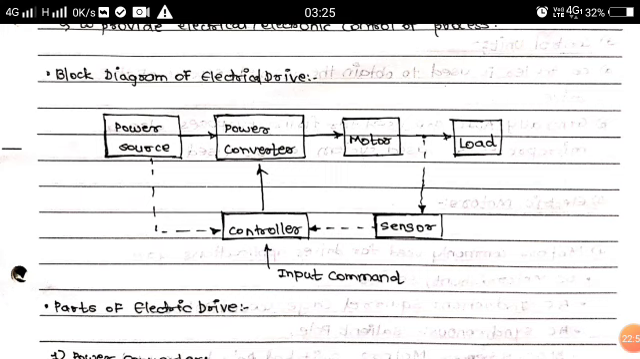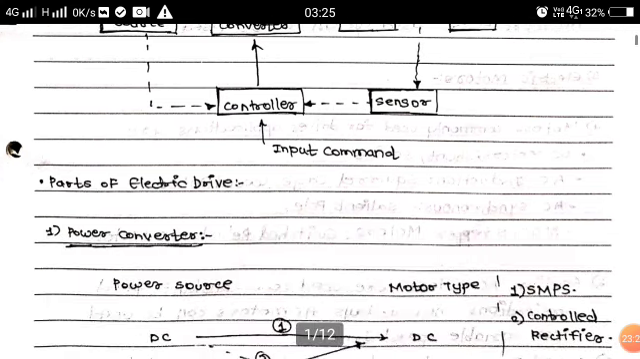So what's the point in studying that system? That is why don't consider only the motor as a drive. The drive is the full system. So this is the block diagram of a drive. Just to briefly explain the other blocks.